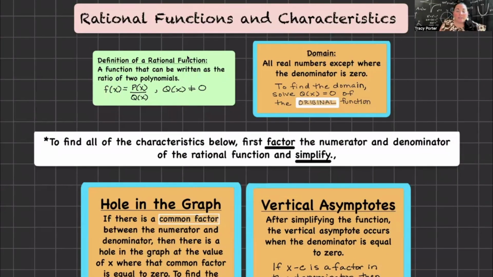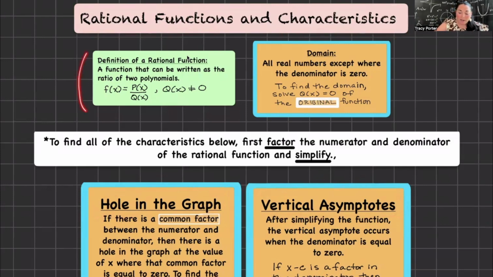Another unit in AP pre-calculus is going to have a huge focus on rational functions and all of the different characteristics. So this video in particular is going to focus on holes in the graphs and vertical asymptotes. Okay, just the holes in the graphs and the vertical asymptotes. We'll have other videos that focus on the other characteristics.